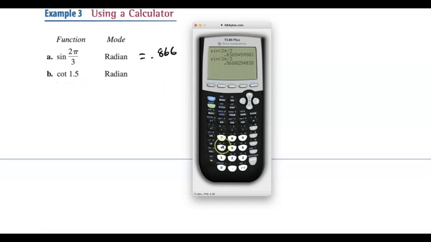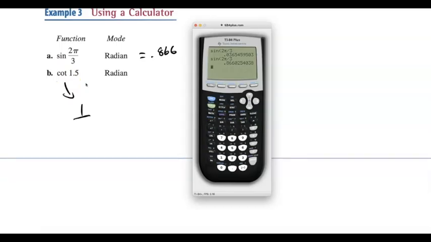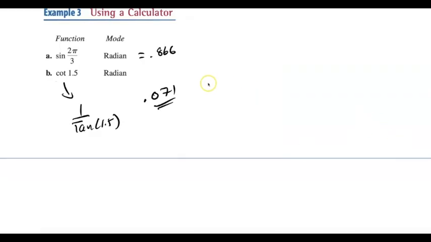Okay. And cotan. I don't see cotan here. How do you do cotan? You have to remember cotan is the same thing as 1 over tan. It's not going to have cotan most likely, so you have to put 1 over tan. You have to know your math. 1.5. Again, still in radians. 0.071, we'll say. That's how you put it in your calculator. And that is it.